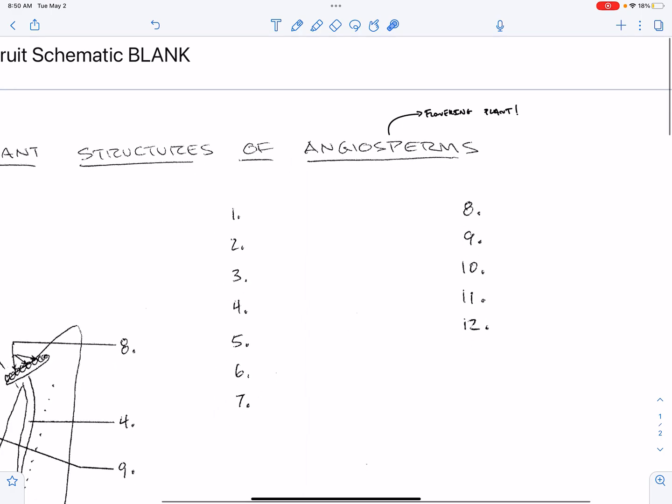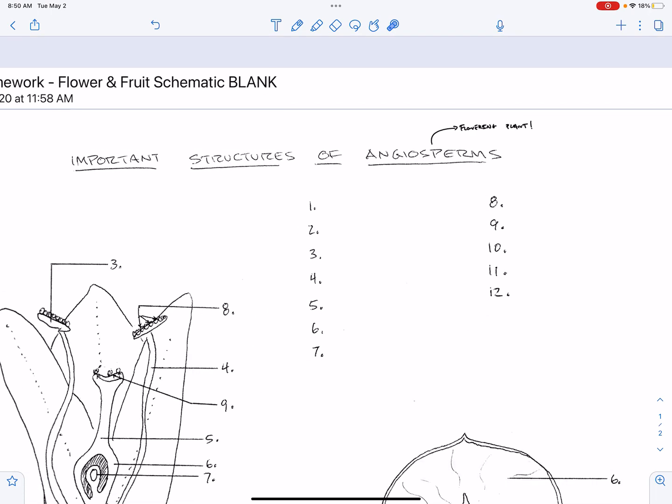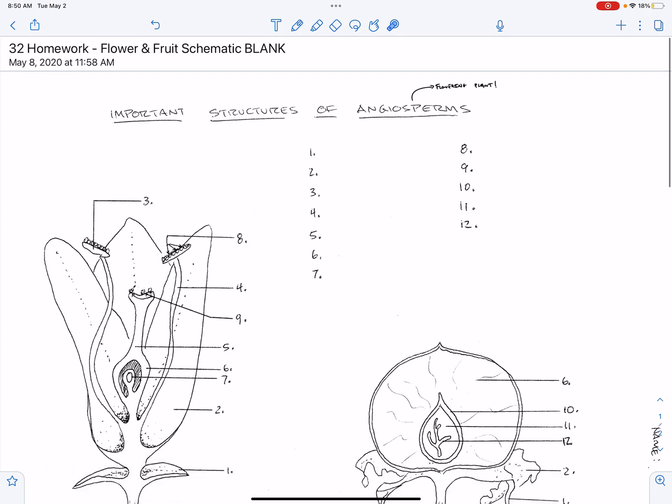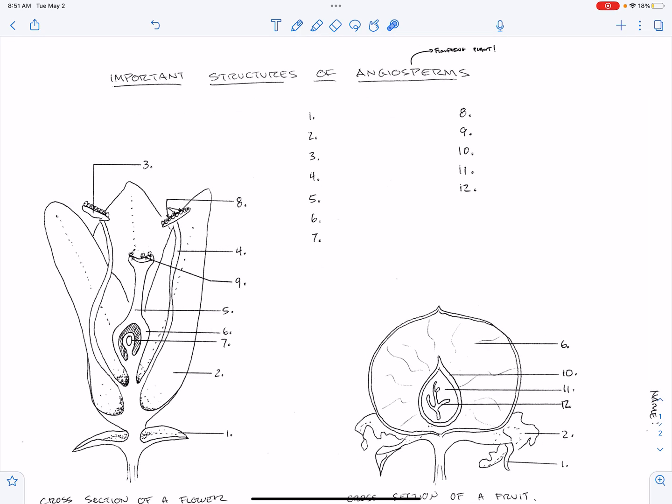But also grasses. For example, the grass in your front lawn is a flowering plant. You don't often see the grass flower because you probably mow your lawn before it flowers and fruits. Okay, but all flowering plants produce a flower, and then that flower turns into a fruit. And you were looking at that in class today.